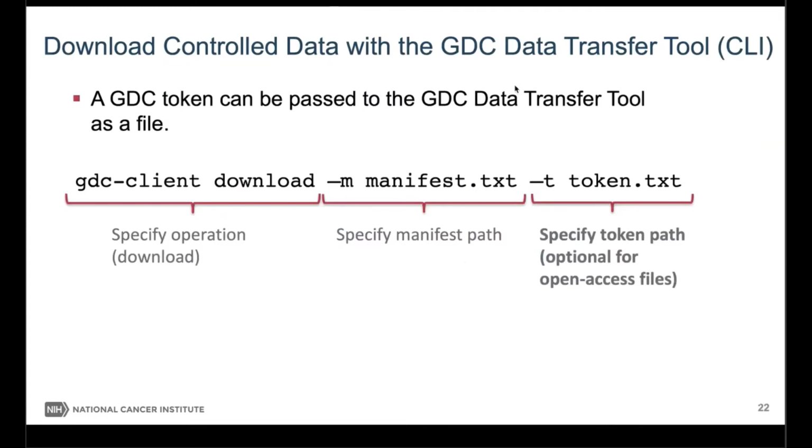If you've watched previous webinars, you might have seen this slide before, but this is just a basic outline for how to download controlled data for the GDC Data Transfer Tool. This is specifically for the command line interface. The GDC token can be passed to the GDC Data Transfer Tool as a file. So you would just run this command here, gdc-client download -m manifest.txt, which presumably contains some controlled access data, and -t and then the token file. You don't have to put the token string here. You can just put the file that the token string is inside. If you're not downloading any controlled access files, this whole part is completely optional.